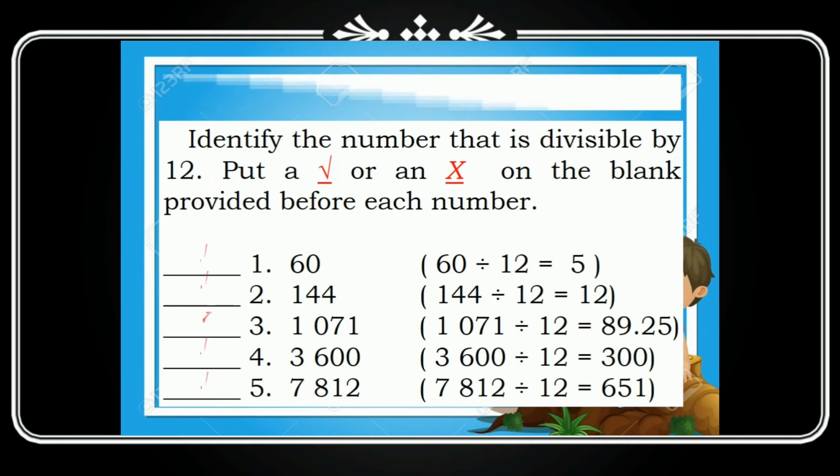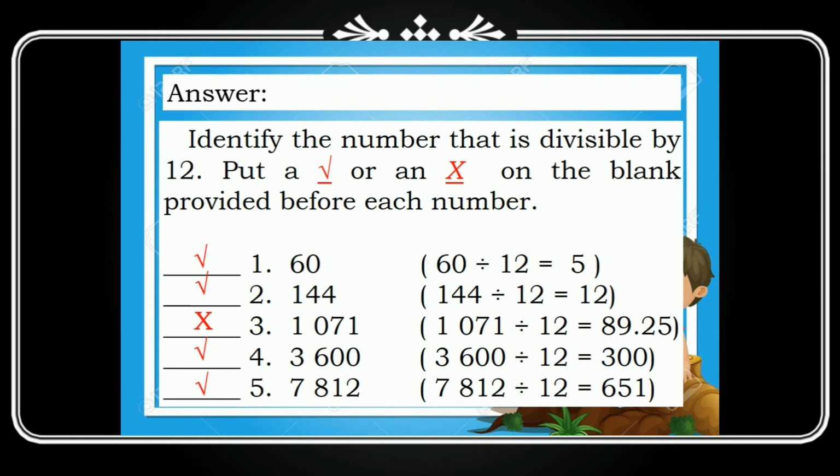And now, let us check your answers. For number 1, 60 divided by 12 is equal to 5. So 60 is divisible by 12. The correct answer is check. Number 2, 144 divided by 12 is equal to 12. So 144 is divisible by 12. The correct answer is check. Number 3, 1,071 divided by 12 is equal to 89.25. So 1,071 is not divisible by 12. The correct answer is X.